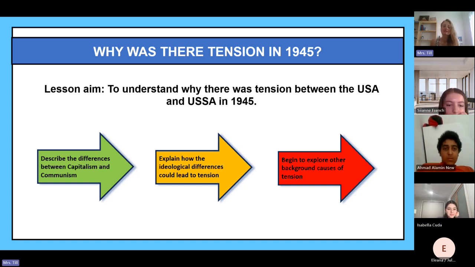That's all right. Ideological can be broken down. The first bit is idea, so it's just a set of ideas that someone believes in. Just take the word ideo and think of ideas at the start, and it is a set of beliefs and ideas that somebody has. So we've already got a key term.